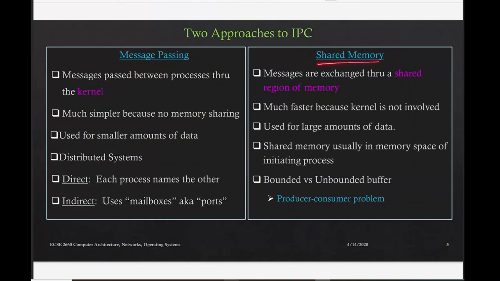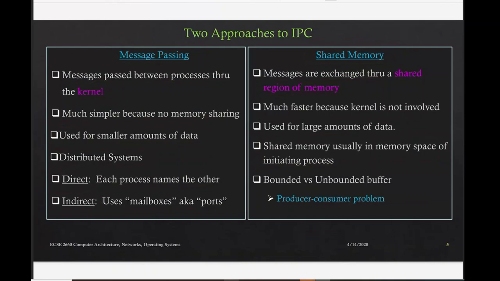Next, shared memory. Over here, what are we doing? We are not passing messages. We are exchanging messages through a shared region of memory. That region of memory is going to be in the initiating process, and that is listed over here: shared memory is usually in the memory space of the process initiating the communication. It is going to be much faster because the kernel is not involved in this. It is a good option for large amounts of data, and for systems that are not distributed over a network, local machines.